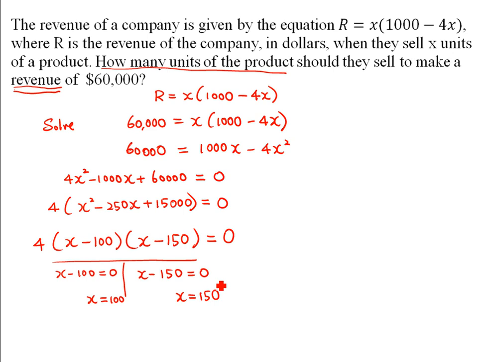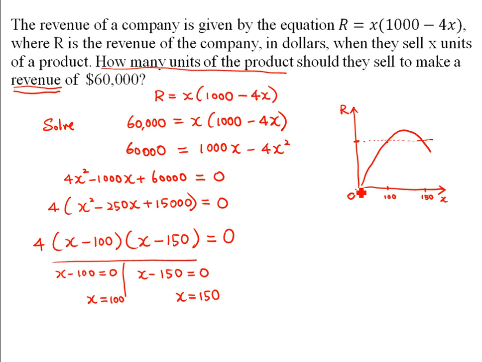How come we have 2 answers? Well, if we take a look at the typical revenue curve, the revenue begins at the origin, right? When the sales is 0, the revenue is always 0. So the typical revenue function would be like this. So by the time revenue is equal to 60K, it turns out, yes, we have 2 numbers. In this case, the first one would be 100, and the next one would be 150.